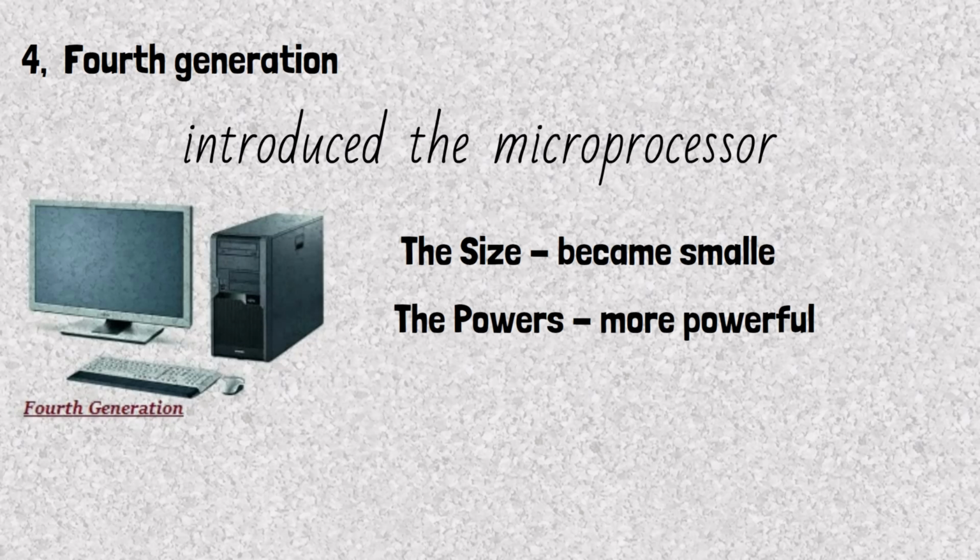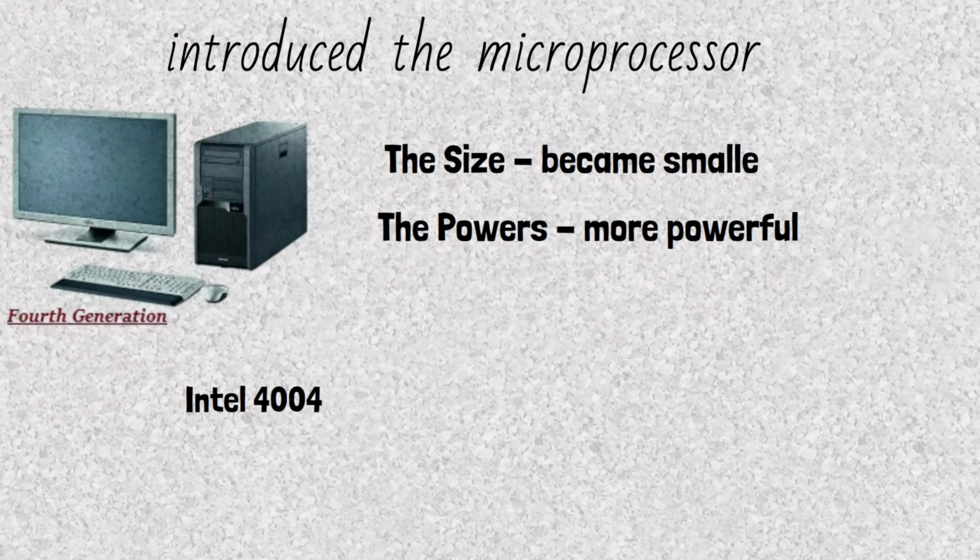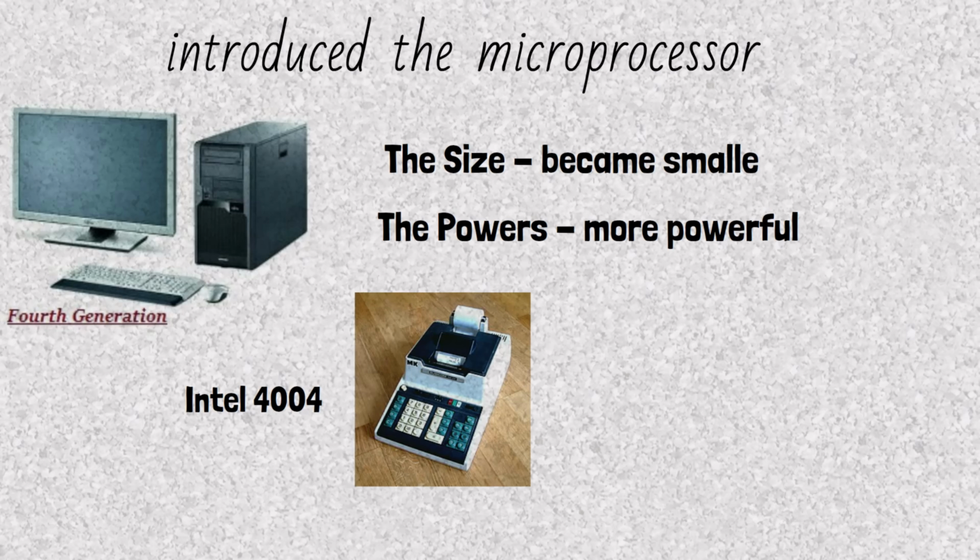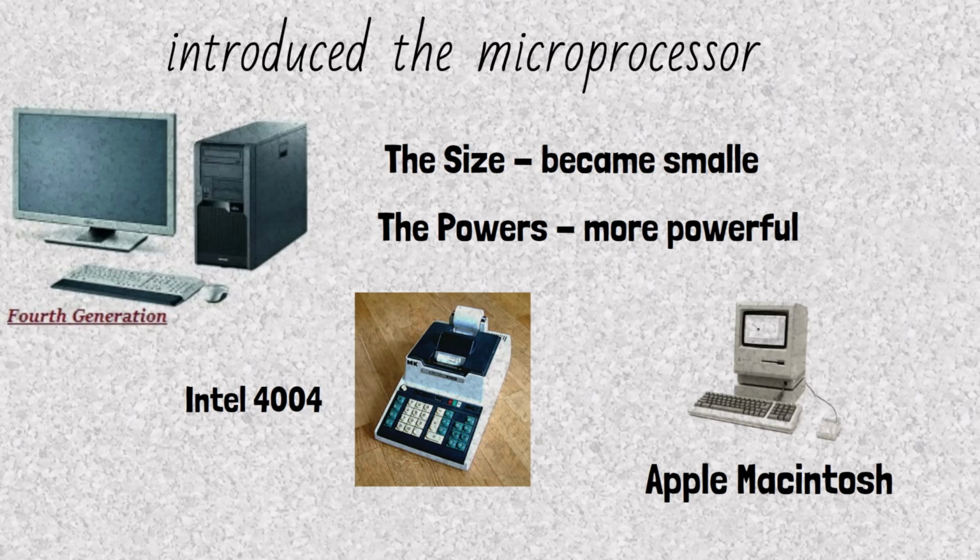Also, for power, microprocessors made computers significantly more powerful, capable of handling more complex tasks. And for user interfaces, the development of graphical user interfaces, GUI, made computers more user-friendly and accessible to non-experts. Now let's see the main examples of this generation. The first one is the Intel 4004. This is the first commercially available microprocessor, enabling the creation of personal computers. The other one is the Apple Macintosh. This is a popular personal computer that brought GUI to a wider audience.